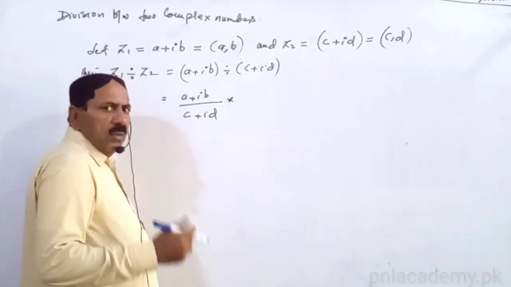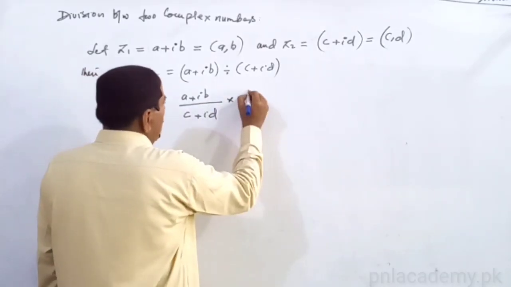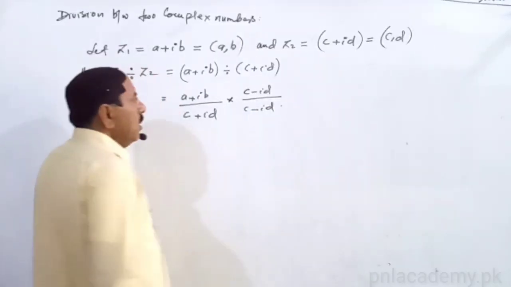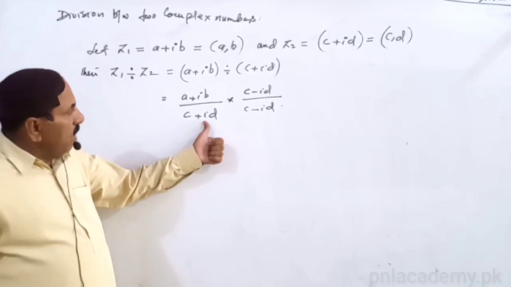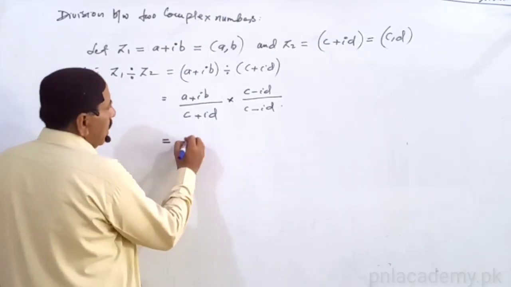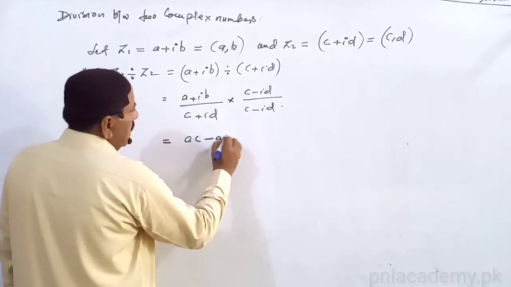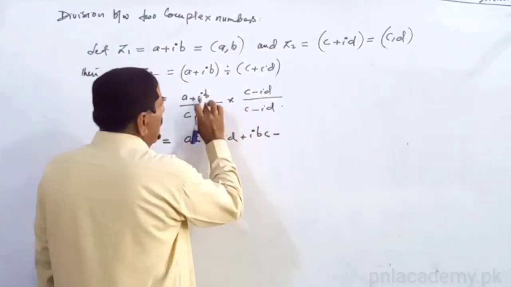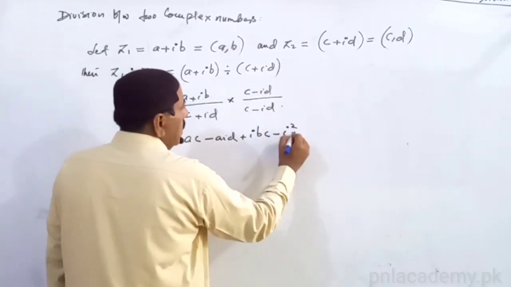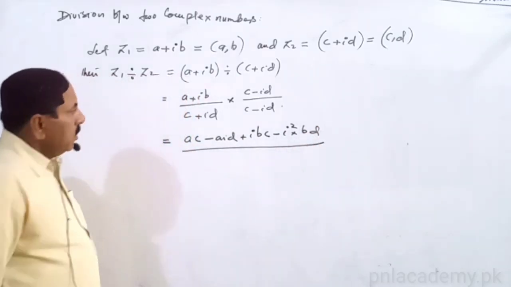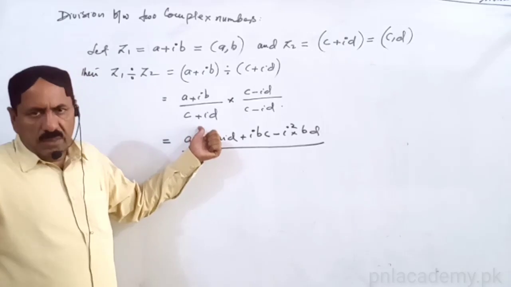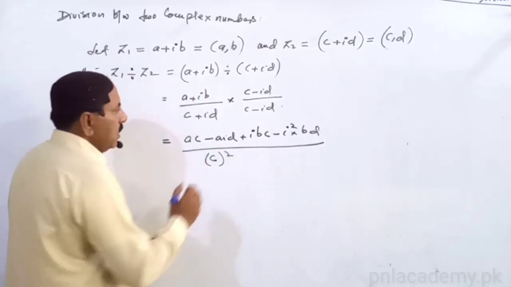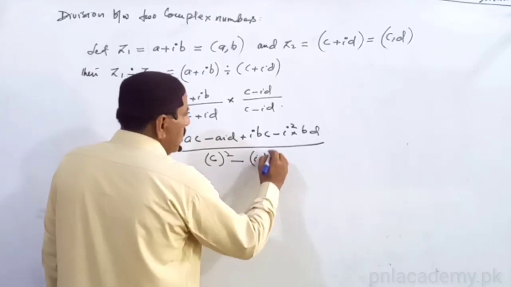So after rationalization with respect to the denominator, we multiply by C minus iota D over C minus iota D, rationalizing with respect to C plus iota D. This will be A into C, AC, minus A into iota D, A iota D, plus iota into B C, iota BC, plus minus iota into iota, iota square, B into D, BD, upon the difference of two squares, C plus iota D and C minus iota D. This will be like a square minus b square factors: C square minus iota D whole square.